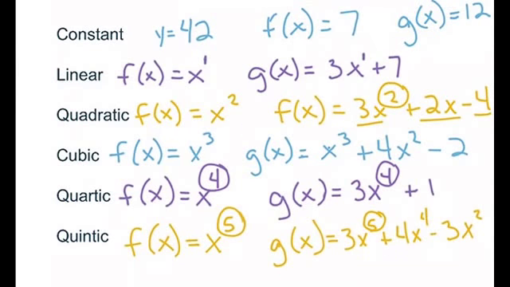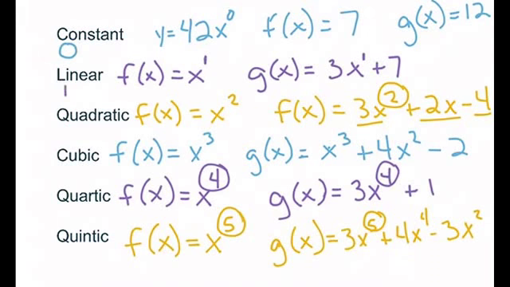Now up here on a constant, we said a linear, the degree is 1, a quadratic, the degree is 2, the cubic, the degree is 3. Technically, on a constant, the degree is 0 because remember, anything to a 0 power is 1. And so that 42x to the 0 just becomes 42. So our degree for a constant is 0.